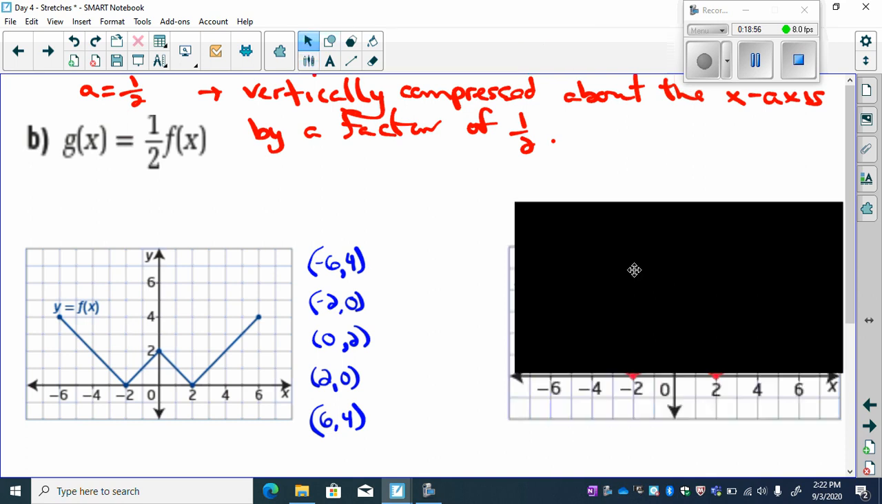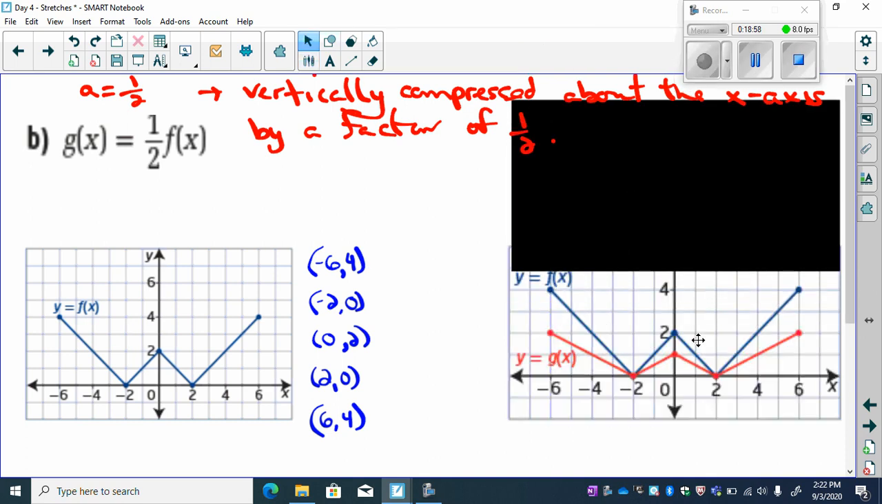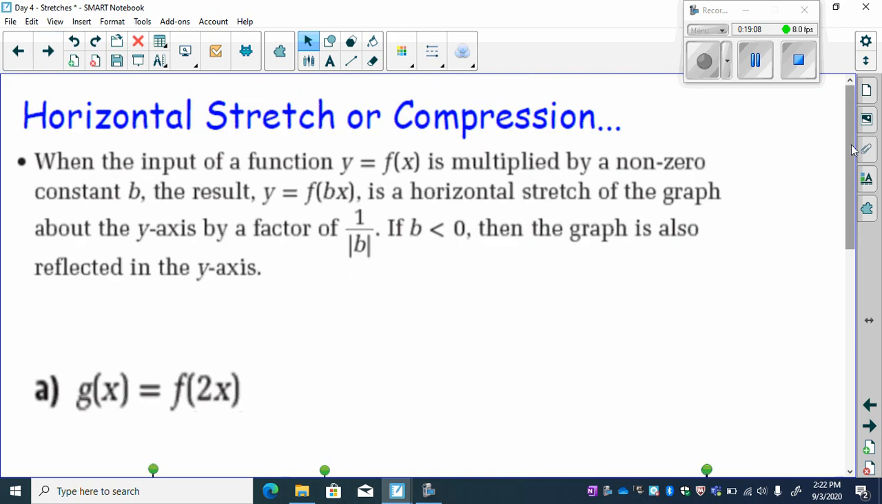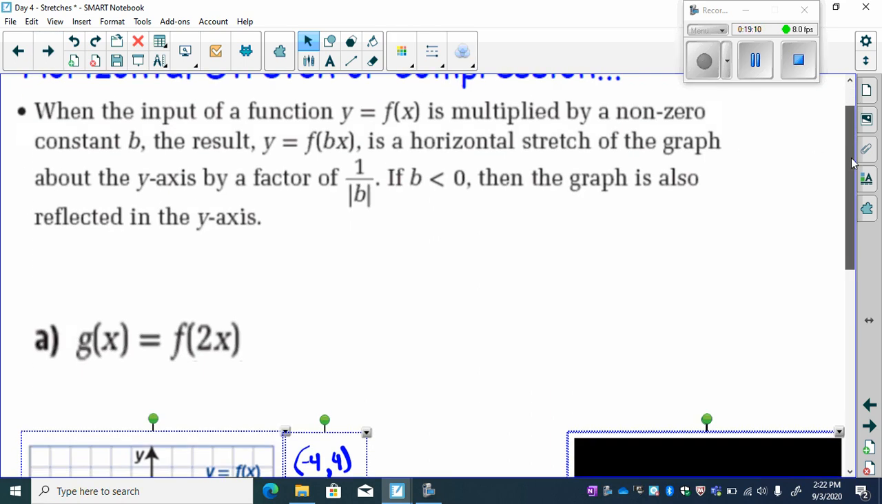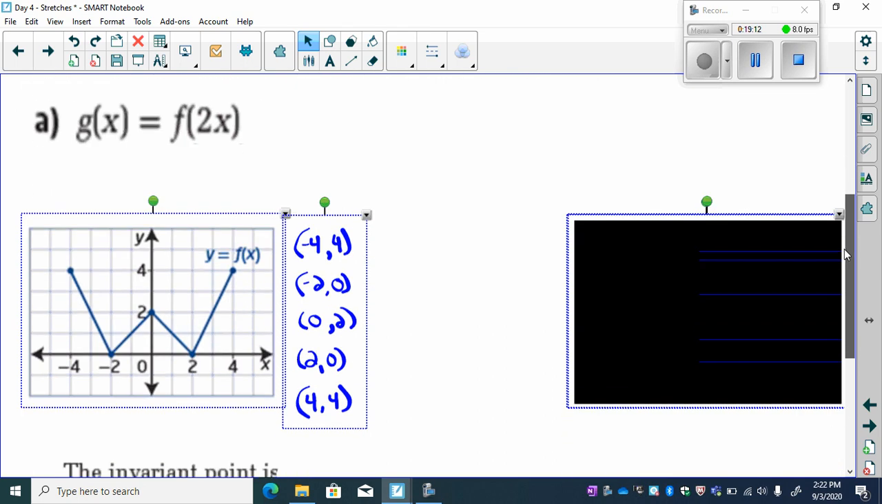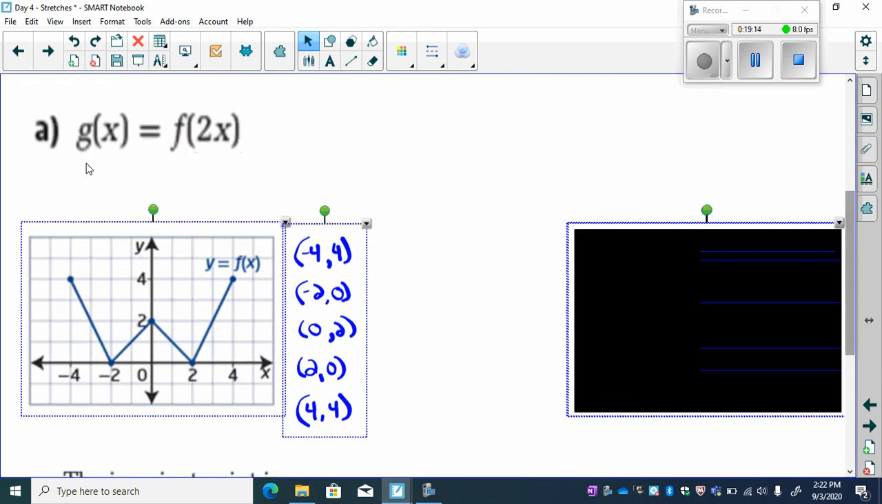And you can see, all right, the original, the blue curve, became shorter. And again, you would be manipulating the range here. Okay, let's look at one example of horizontal, and then you can move on to your own. Okay, so note the difference between horizontal and vertical.